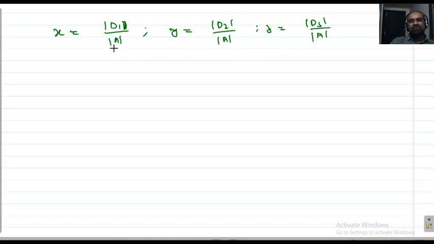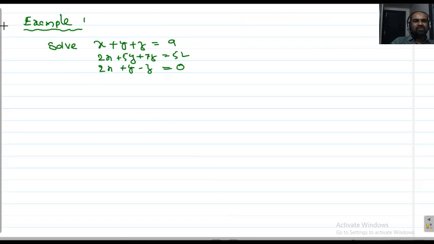Here also your A should be non-singular, then only you can solve the equations. That means you get a unique solution. To get a unique solution, determinant A should be non-zero, or A should be non-singular. In this way you can find the solutions. Okay, so through an example I will explain here.